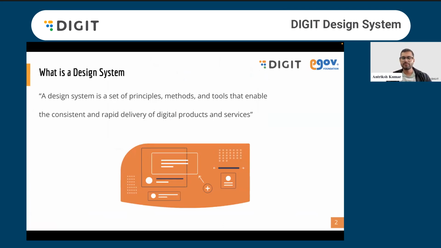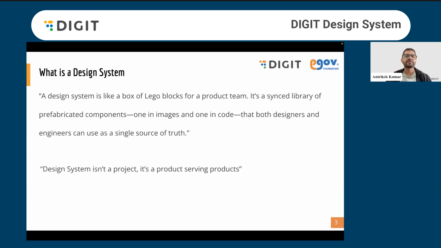Okay. So basically, what is a design system? A design system is a set of principles, methods, and tools that enable the consistent and rapid delivery of digital products and services. Whenever you are developing a product, it's always good to have a design system in place. It focuses on rapid delivery of services.